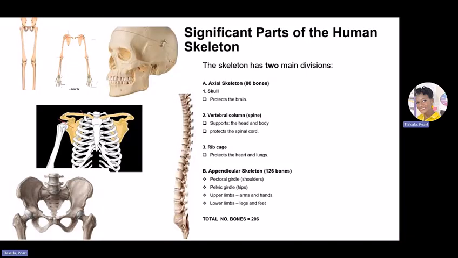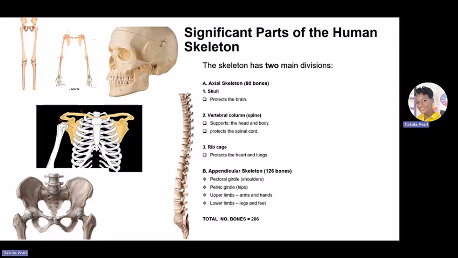So, the significant parts of the human skeleton. The human skeleton has 2 main divisions. The first one is what we call the axial skeleton, which has 80 bones. Within the axial skeleton, we have the skull. The function of the skull is to protect the brain. We also have the vertebral column, which is the spine.